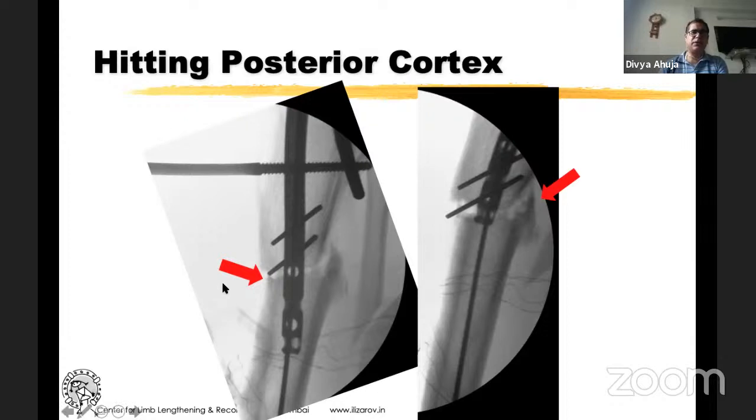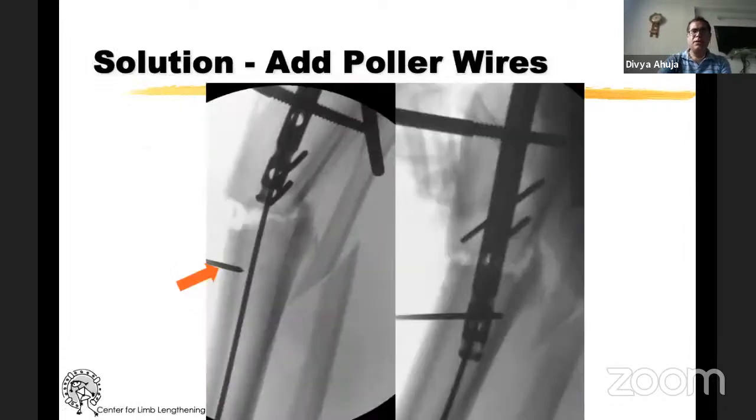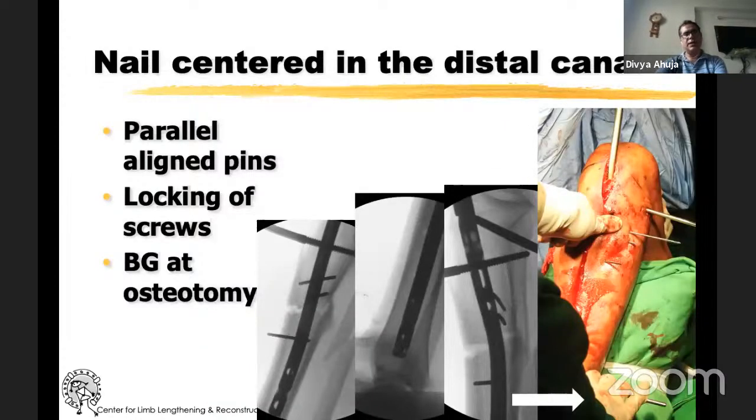The red arrow on the left image is showing it's not central in the canal. The culprit there was this bone spike, which was not letting the translation happen. So we added one more polar wire in the distal fragment to block that canal anteriorly so that the nail goes more central in the distal fragment. And from then on, everything went smoothly.